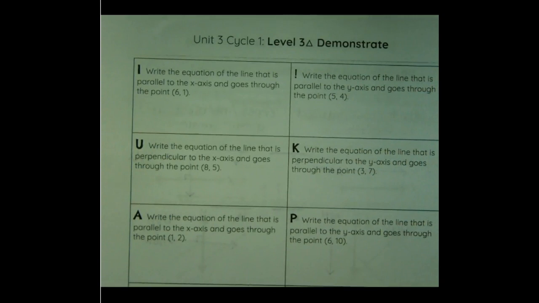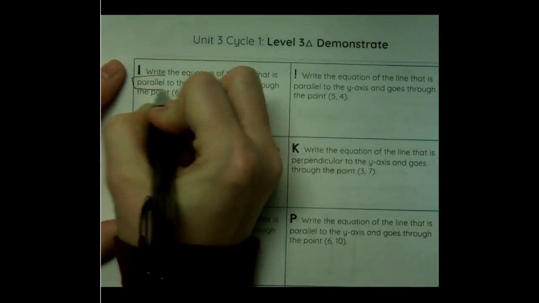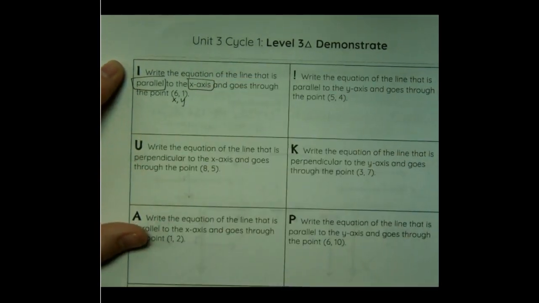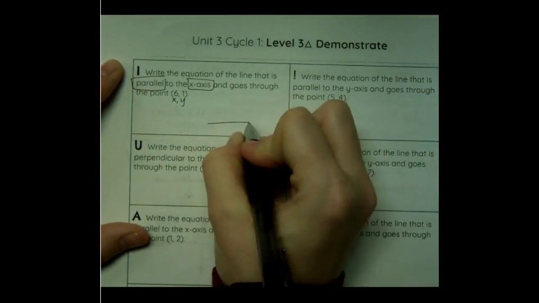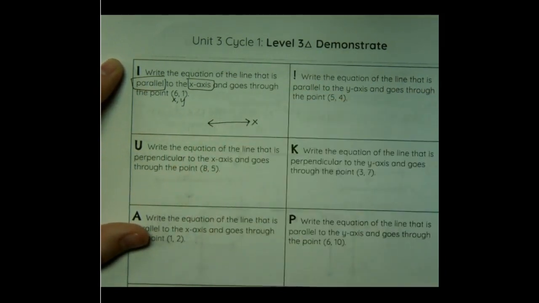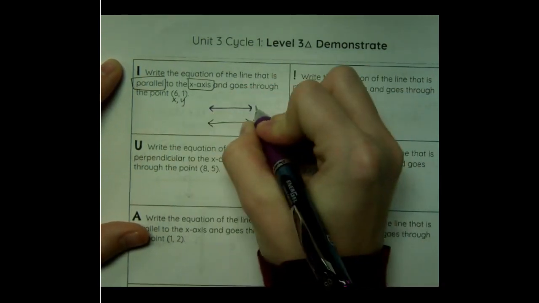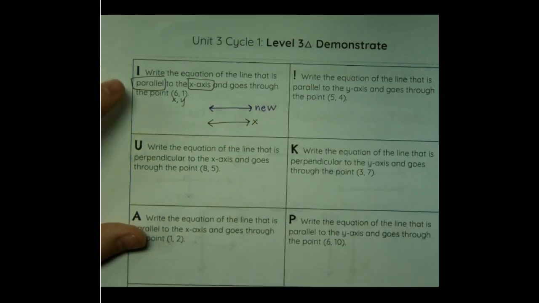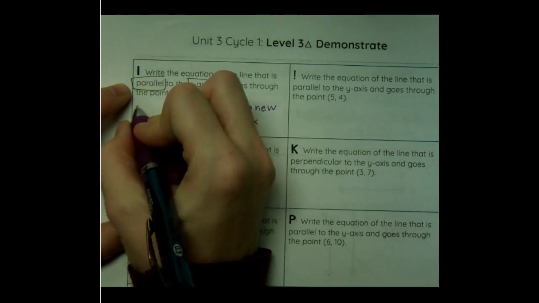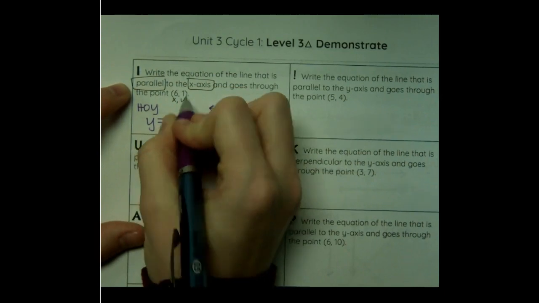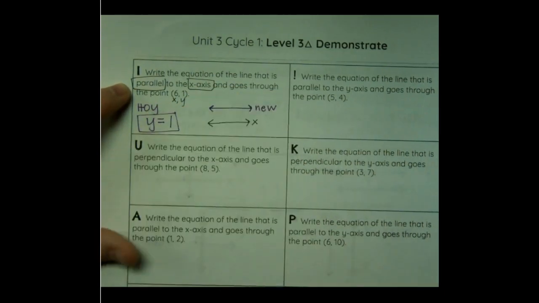It says write the equation of the line that is parallel to the x-axis and goes through the point (6, 1). So first step, draw your x-axis. Label it. Second step, draw the parallel line. Label it. Third step is to write the equation. So this line is horizontal. So my equation is y equals a number, and my number is 1. So my answer was 1. This is letter I. It's just a capital, so it looks like 1.